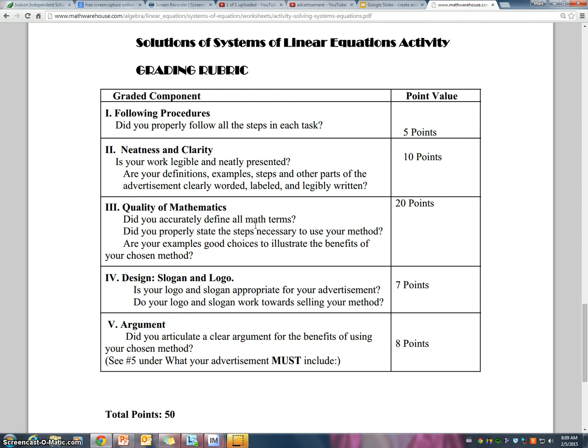PEMDAS maybe, right? Coefficient, okay? Defining these terms. I want you to tell me what they mean, right? I want you to use them and also tell me what they mean. And then again, some kind of slogan or logo. This wouldn't be done unless I have, like, substitution, and you can use your artwork. Maybe some kind of lightning bolts come down.